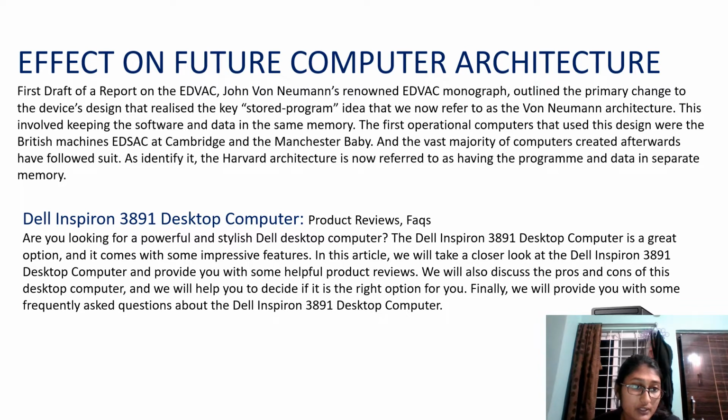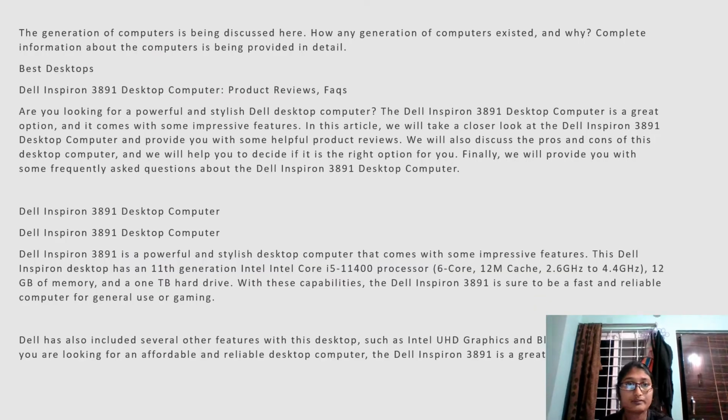Dell Impression Dell Impression of 1391 desktop computer. Product reviews quacks are programming for powerful, stylish Dell Dell Dell desktop computer. The Dell Imperial 3891 desktop computer is great option and it becomes the most impressive feature in the article. We will take a closer look at the Dell Imperial 13 3891 desktop computer and provide with a helpful product.